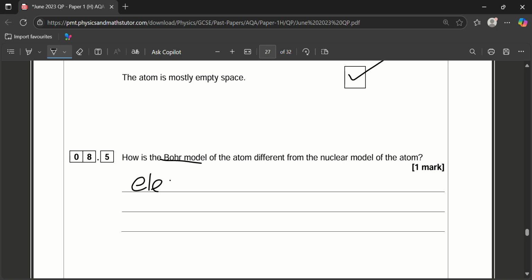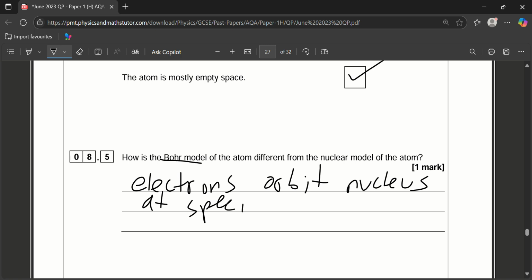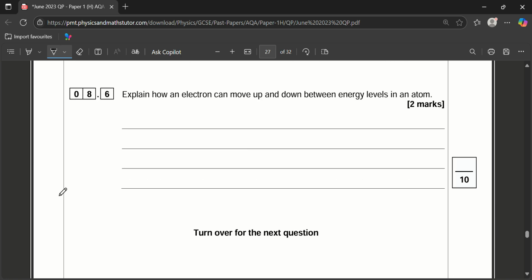How is the Bohr model of the atom different from the nuclear model of the atom? The Bohr model of the atom suggests that electrons orbit the nucleus at specific distances, whereas in the nuclear model, I'm pretty sure, the electrons orbit at continuous distances, like a continuous range of distances. Electrons orbit the nucleus at specific distances. Important word here, specific distances.